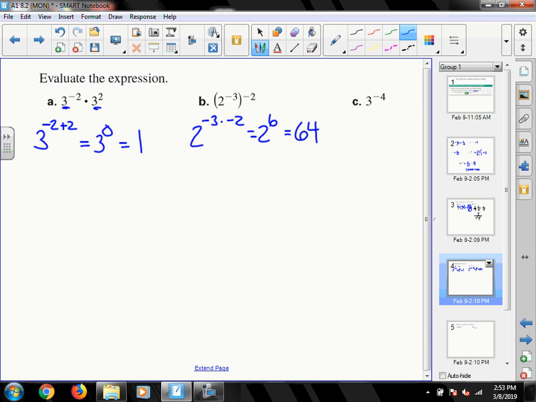And see the last one here, 3 to the negative 4. This 3 has to be in the wrong spot because I have a negative exponent, so I'm going to go 1 over 3 to the 4. And 3 to the 4th is 81. You just leave it as the fraction, 1 divided by 81.